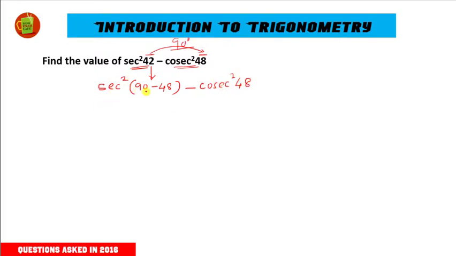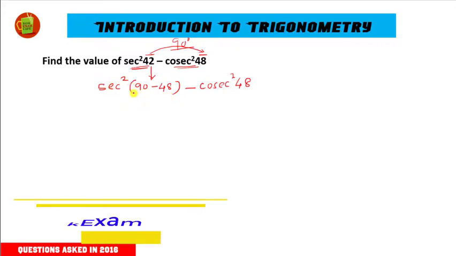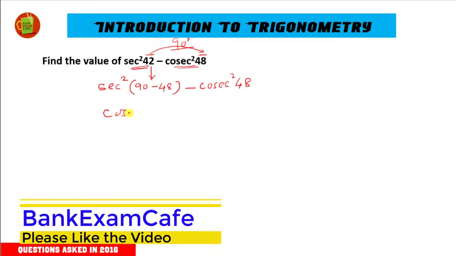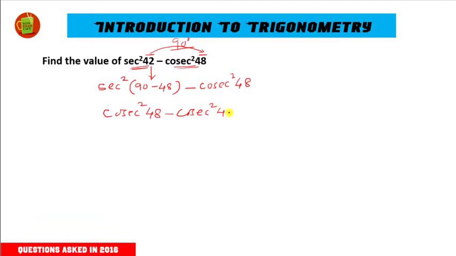Now sec (90 minus theta) is equal to cosec theta, we know. So sec square (90 minus theta) will be equal to cosec square theta. So this we can write as cosec square 48 minus cosec square 48, and both these numbers are same, so their difference will be equal to 0, and so the answer to this question is 0.